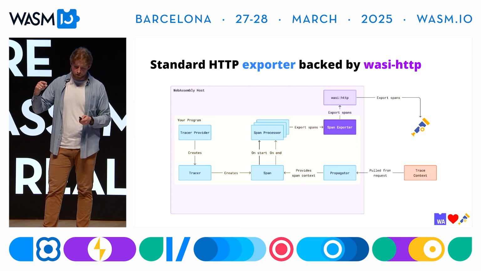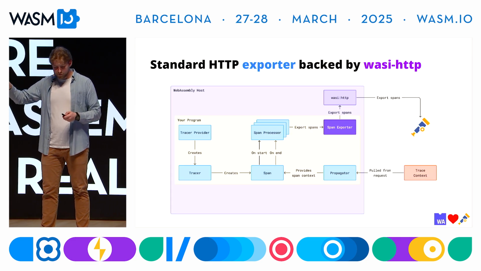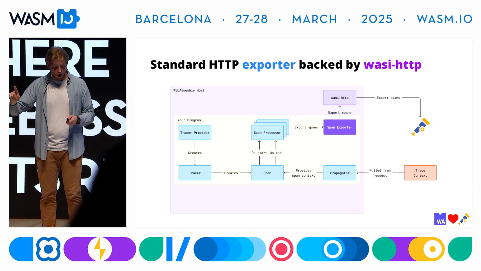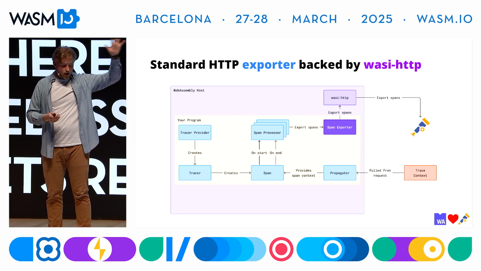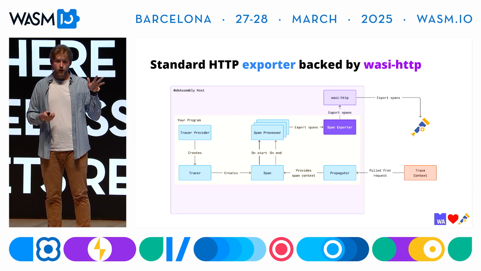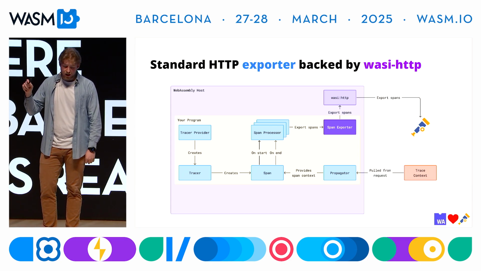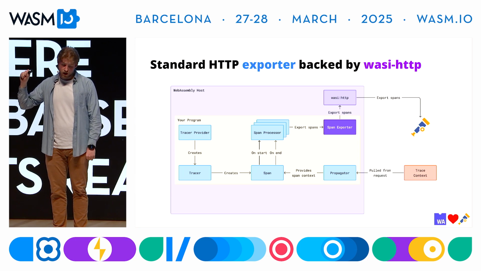So let's go back to that diagram. We've got this same program, but this time it's running as a component inside a WebAssembly host. That's what that new purple box is. And we were using all the same OpenTelemetry SDK tooling. Nothing's changed about our program. But this time, we're using an exporter that's backed by WASI HTTP.